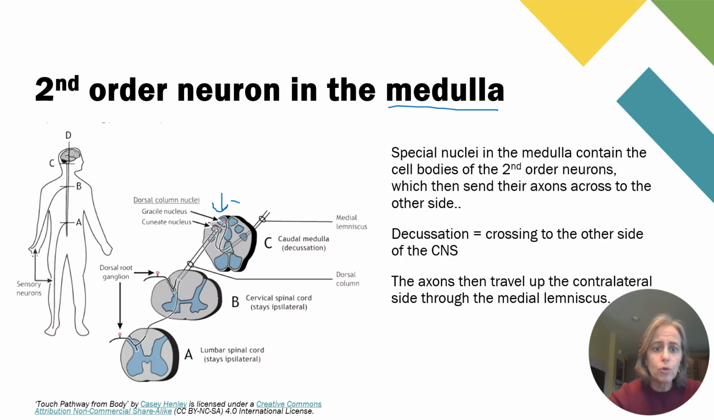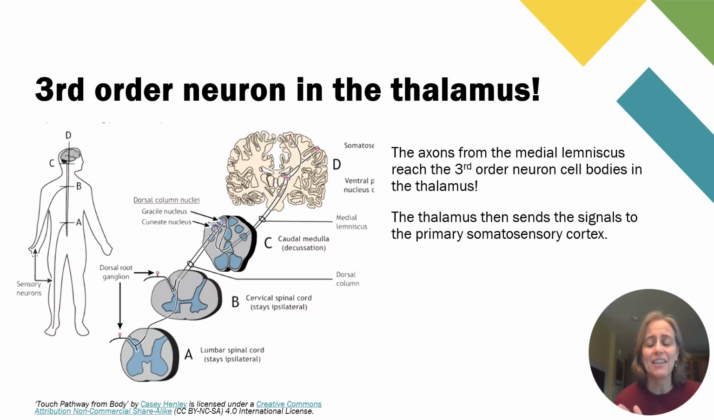But then it's going to cross over or decussate to the other side. So after it synapses with the second order neuron, that second order neuron in the medulla is going to send its axon to the other side. And that's what is called a decussation. And now we're on the contralateral side, and we were in the dorsal column, and now we're going to travel up through a structure called the medial lemniscus. I'm sure you've heard of it. Medial lemniscus. And that's going to take us to the thalamus.